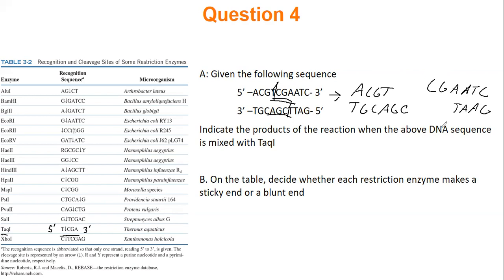And then B, deciding if something's a sticky or a blunt end. Remember, if it cuts in equal proportions, so 2 on each side, then that's blunt. If it's not, it's sticky. If it cuts at the termini, that's blunt. Here, 3 on each side, blunt, sticky, blunt, sticky, and the rest are sticky.